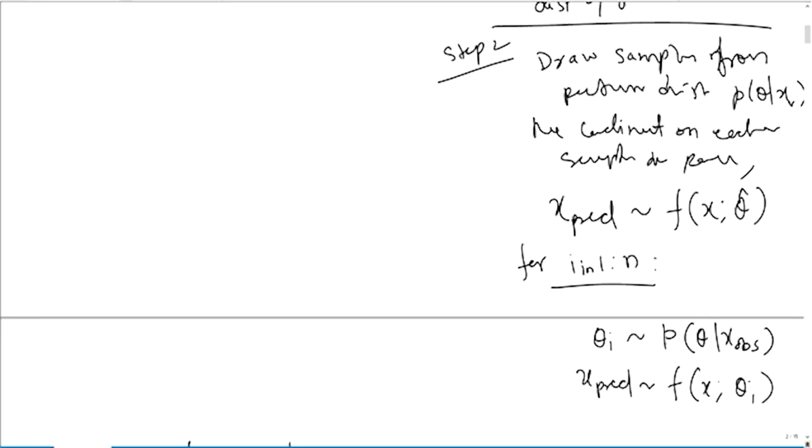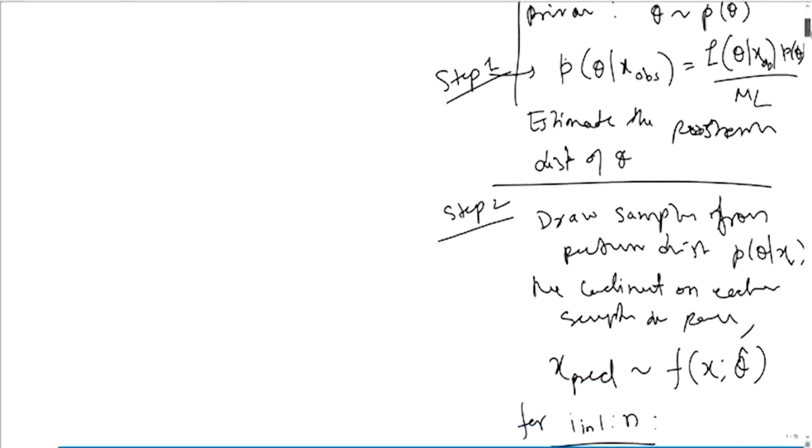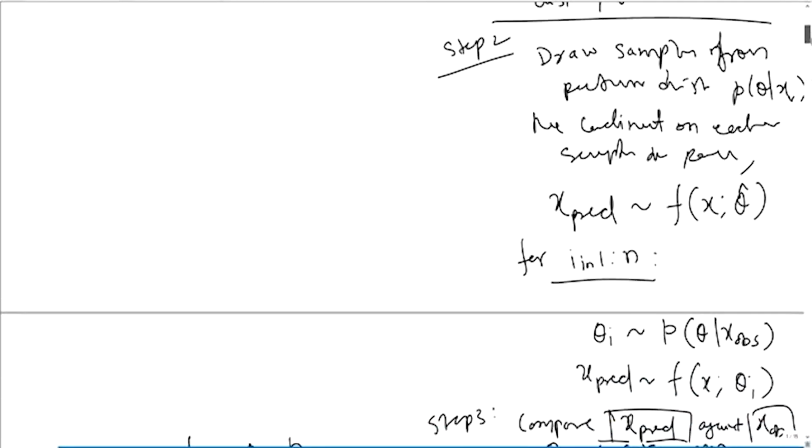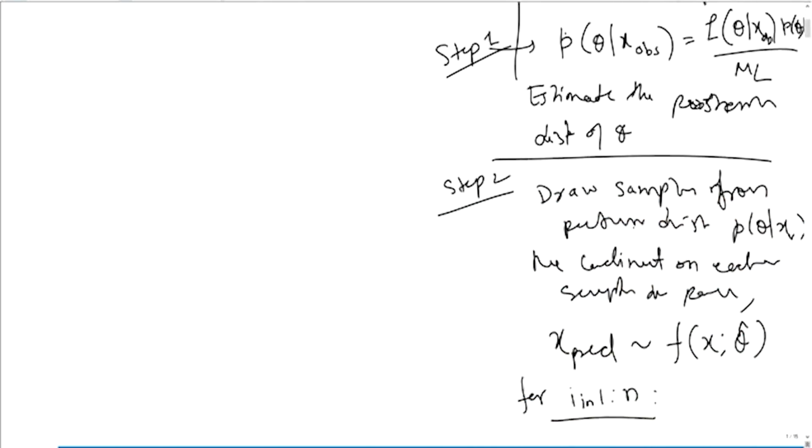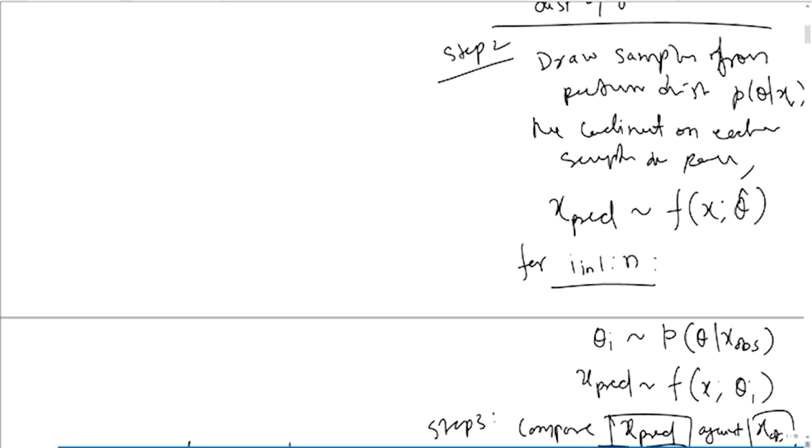Once you have these posterior predictive samples, our goal, step 3, would be to compare x spread, the posterior predictive data, against x obs, the actual data that you observed in the experiment and used to train your model. So we compare x spread against x obs. That's your next step. All right, so let us see how to do this in R.